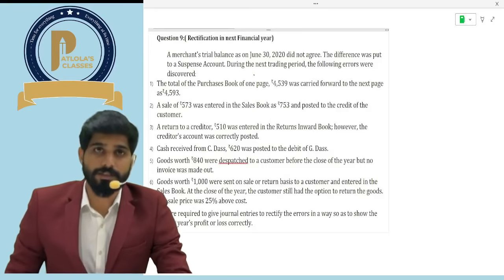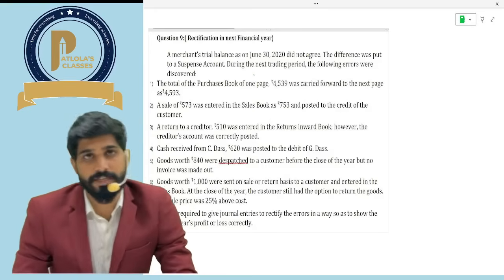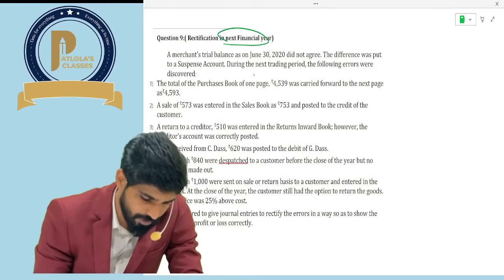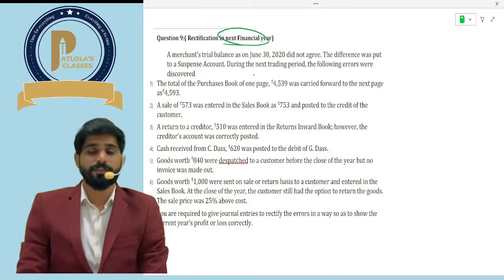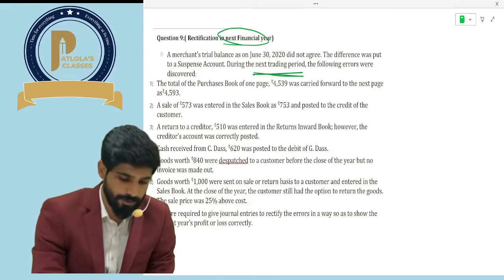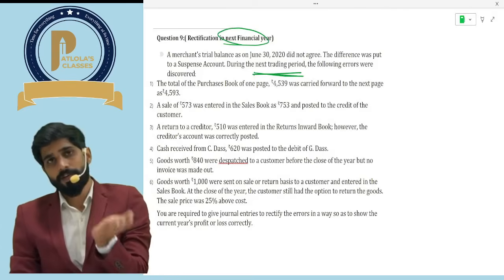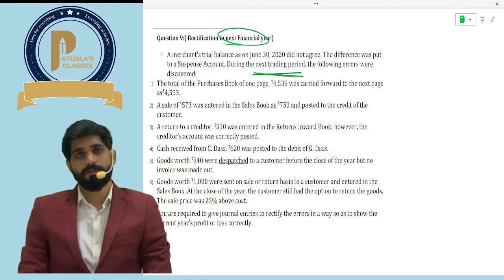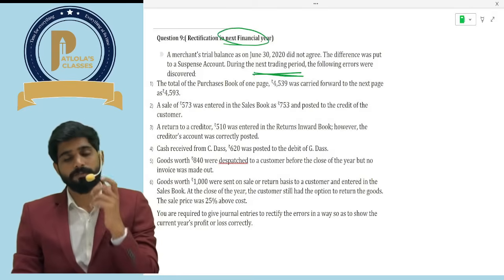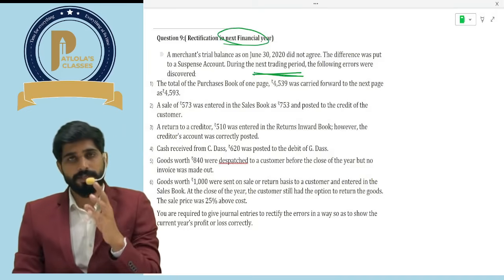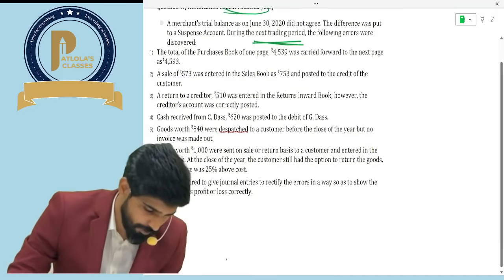Guys, now let us discuss question number 9 from rectification of errors. Once again, this question is from rectification in the next financial year. That means the errors are identified in the next period. That means errors are not found in the same year in which they are done. They are identified in the next year. As you know, simple logic, wherever nominal accounts are involved in the rectification, we are supposed to use P&L adjustment. Okay, let us come to the first one.